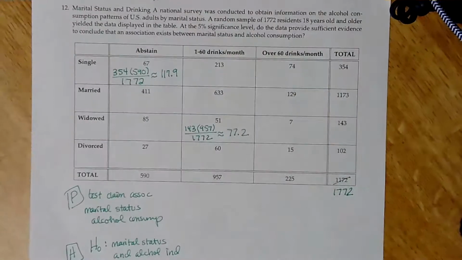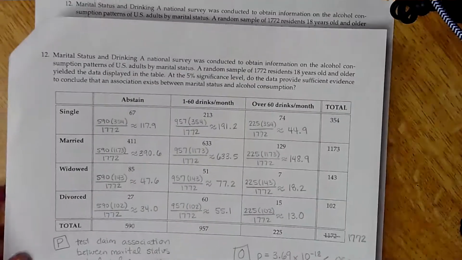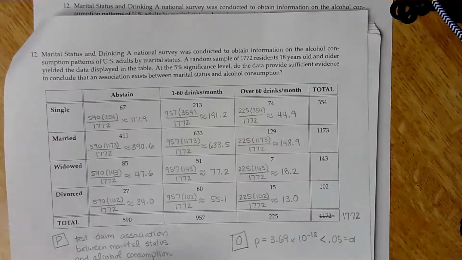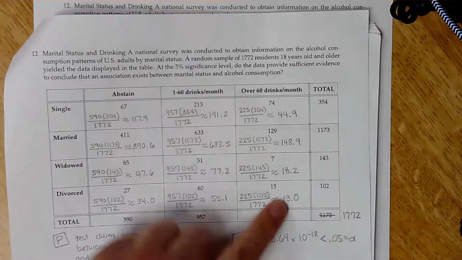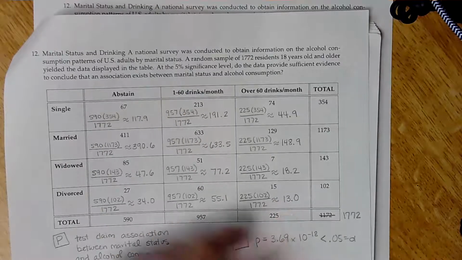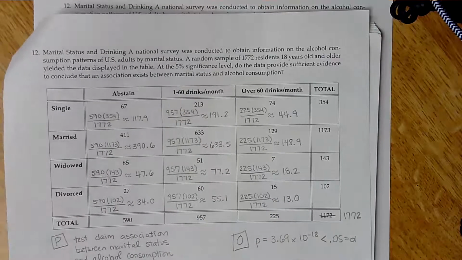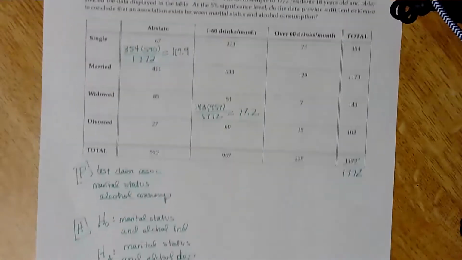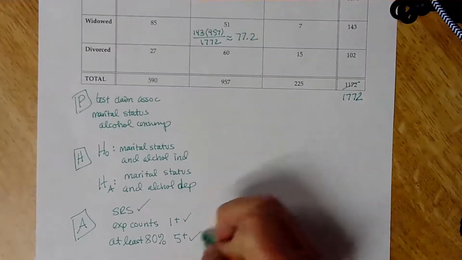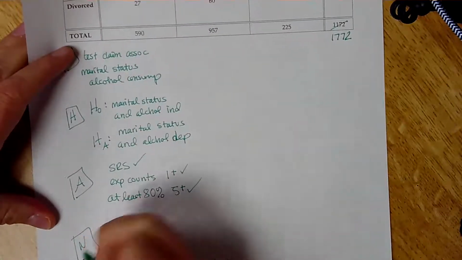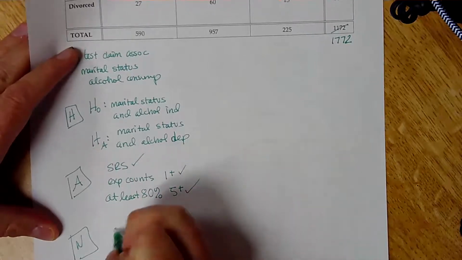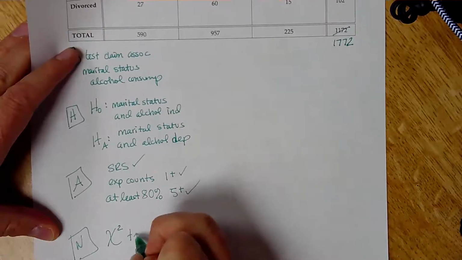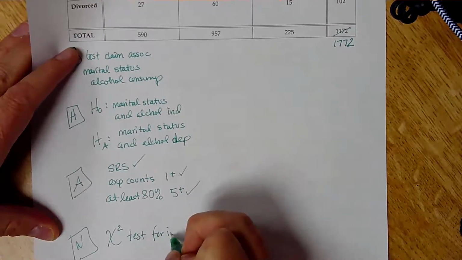All right, so let me put the numbers that I got up here. Here's what I found. Looking through these numbers, the smallest one I see is a 13 here. So they're certainly all greater than 1 and also all greater than 5. So I can check off these last two assumptions and conditions. And then the name of my test: I have two categorical variables and I've met these criteria, so the test I'm working on is a chi-square test for independence.